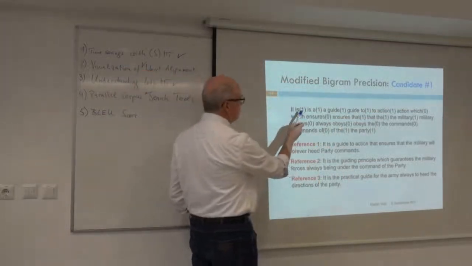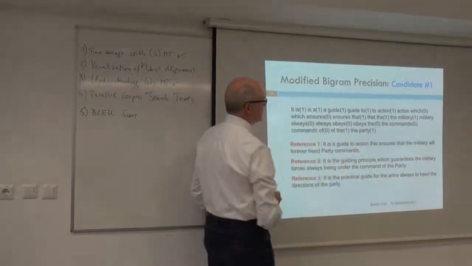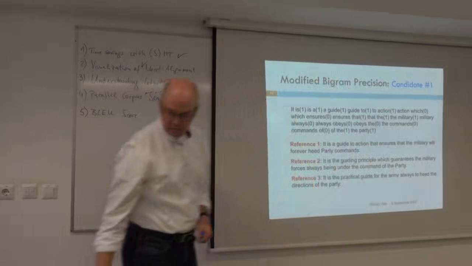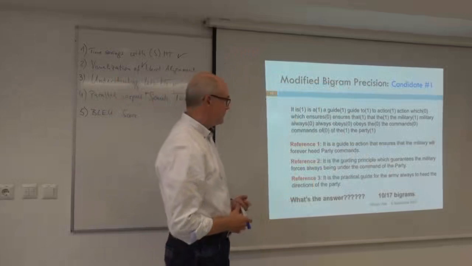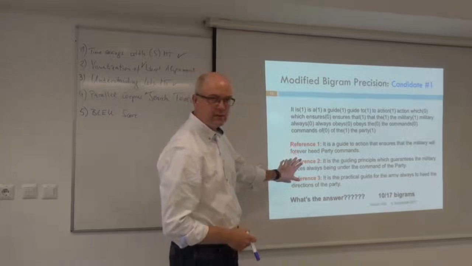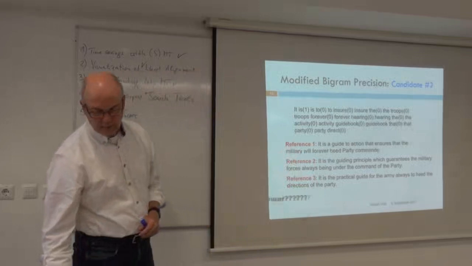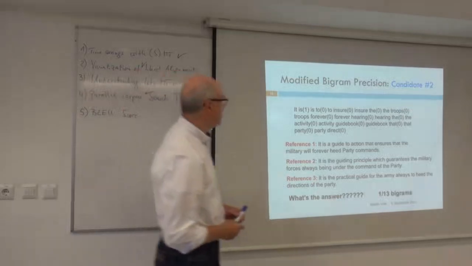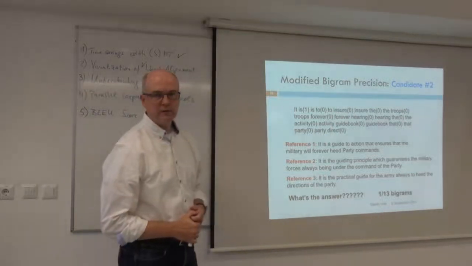Again, you see with the numbers here, this occurs, that occurs, but which assures that does not occur. Action which does not occur. So out of the bigrams, out of the 17 bigrams that we have, 10 occur in the reference translations, and 7 are missing. And here, the answer is 1 out of the 13 bigrams occurs. Only the it is. Everything else does not occur in the reference translations.